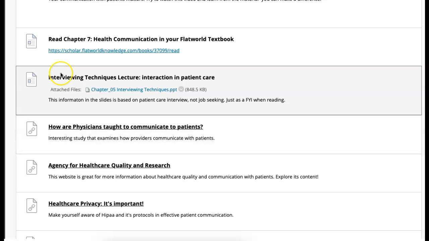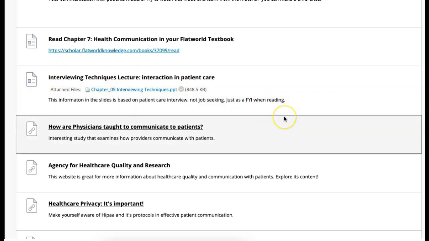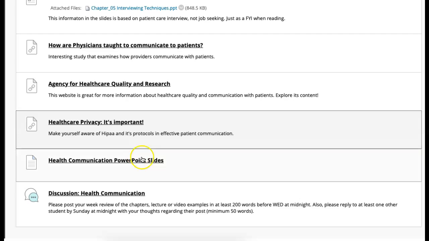A couple of other interesting things I listed here: interviewing techniques, interactions, and patient care, if you're interested in that. And how are physicians taught to communicate? Take a look at that if you would like as well. I put some information about healthcare privacy, and then the AHRQ, the Agency for Healthcare Research and Quality. I mix those up, but that's an agency that does a lot of work with hospitals, so be sure to take a look when you get a minute, but those are all optional.